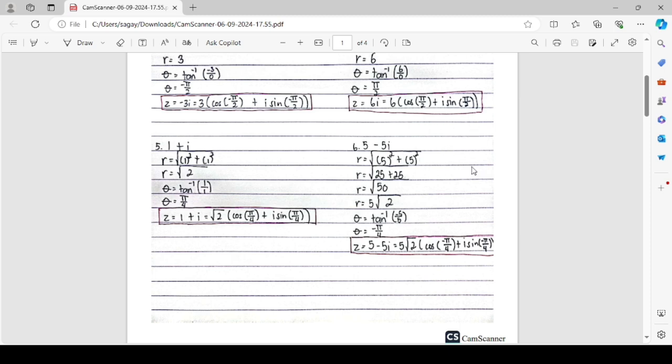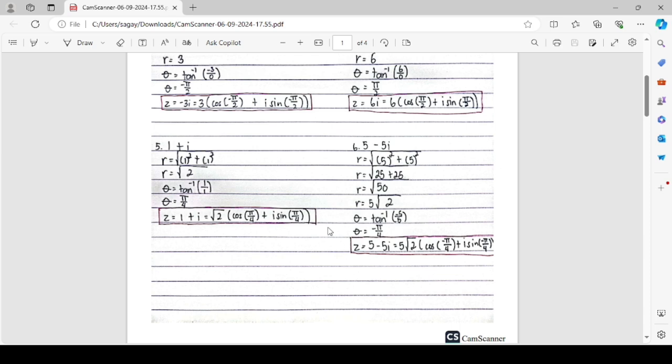Then we get r is equal to the square root of 25 plus 25. So we add 25 plus 25 is 50, and we get the square root of 50, which is 5 square root of 2. Then to get the theta, we use again the arctan and substitute the values. So arctan y over x. So we substitute arctan negative 5 over 5, and we get negative pi over 4.